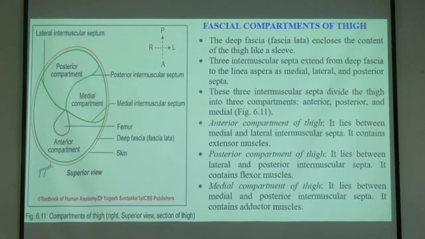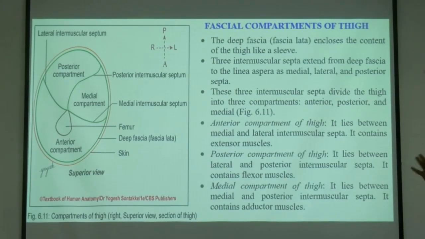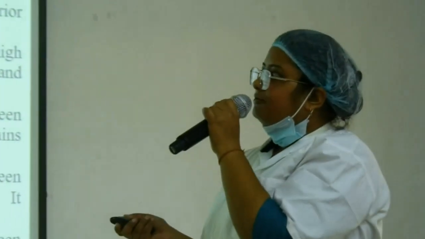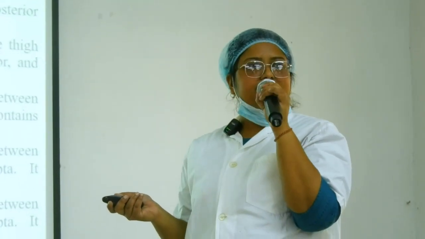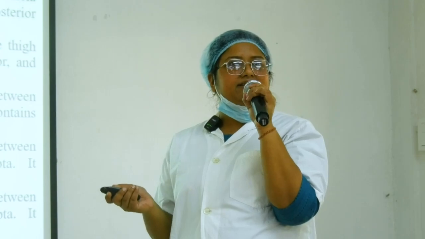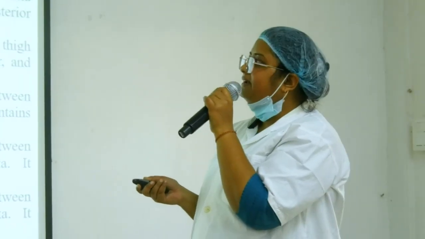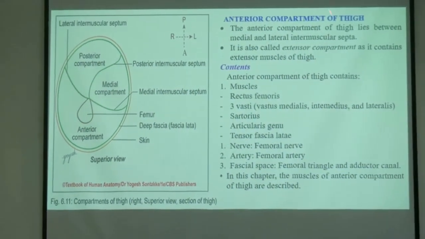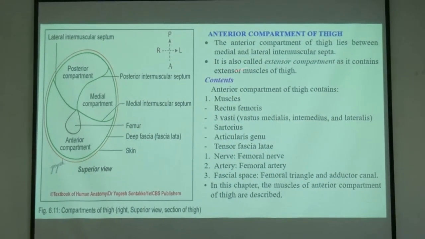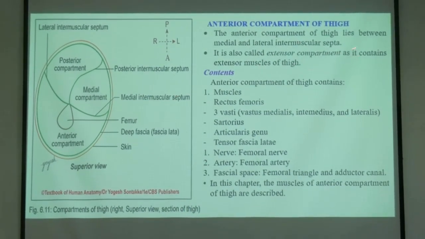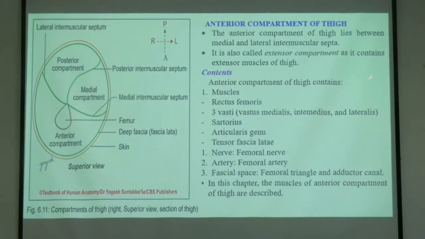Nerve supply of the three groups of muscles is also different. For the anterior compartment, femoral nerve; for the medial compartment, obturator nerve; and for the posterior compartment, the tibial part of the sciatic nerve, supplying the hamstring muscles. So the anterior compartment of thigh lies between the medial and lateral intermuscular septum, also called the extensor compartment, and it contains the extensor muscles of the thigh.